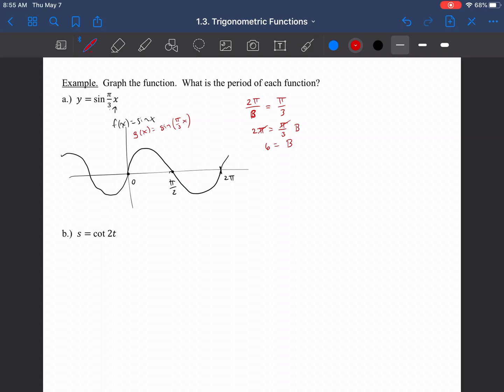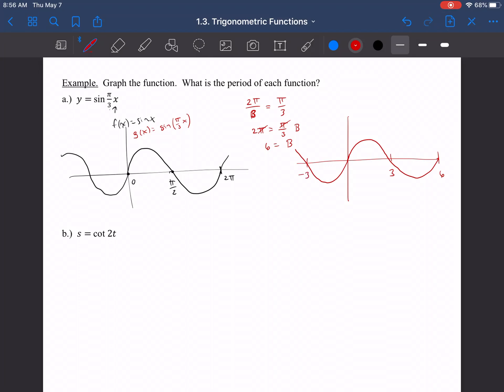So what that means is I come in here, and I'm going to redraw my graph. I should have put that over here, but I'm going to redraw it over here just because the period is 6. And I'll go with something like 3, 6 here, 6 out here. And then my graph is just going to do this, something like that, and continue on like that. Here's -3, and so on and so forth. This is the g of x equals sine of pi over 3 times x. Okay?